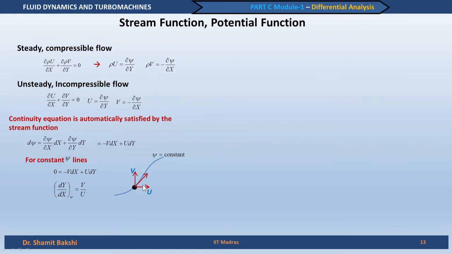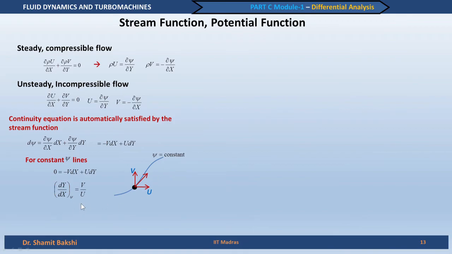So, in other words, if we draw a velocity vector to this psi equal to constant line, it will be tangent to the psi equal to constant line, which means that the psi equal to constant line is nothing but the streamline. So, in the 2D flow, as we demonstrated here, the psi equal to constant lines are actually streamlines.